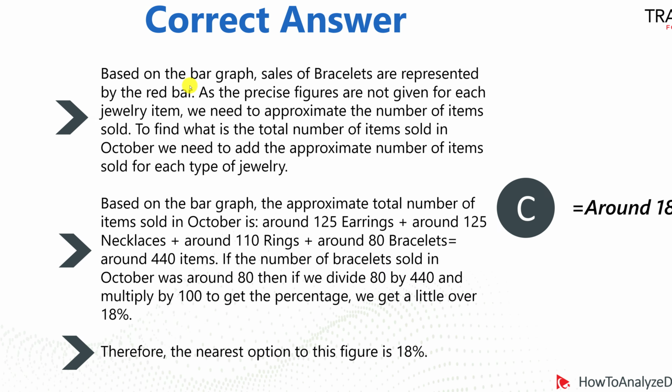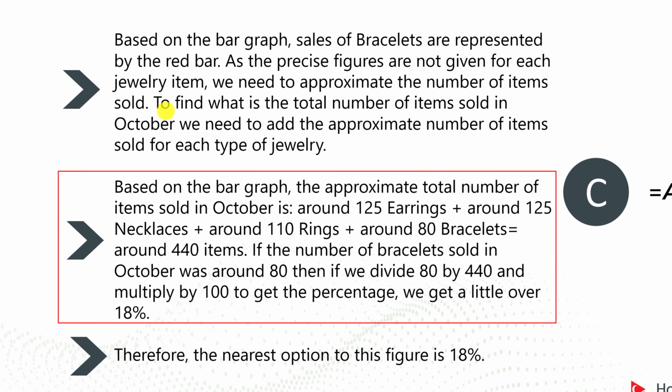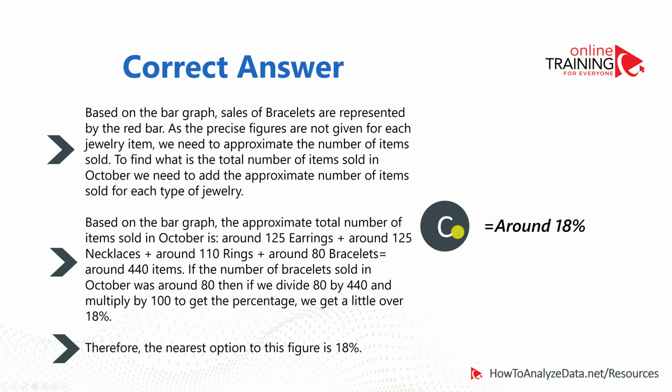Let's recap. Based on the bar graph, sales of bracelets are represented by the red bar. We do not have precise figures for the sales, so we need to approximate the numbers. Based on the graph, the approximate number of items sold in October are about 125 earrings, about 125 necklaces, about 110 rings, plus about 80 bracelets. Total of 440 items. To calculate the percentage of bracelets sold, we need to divide 80 by 440 and multiply by 100. The number of bracelets sold in October is about 18%. Hopefully you've got this one correctly, as this question involved a lot of calculations.